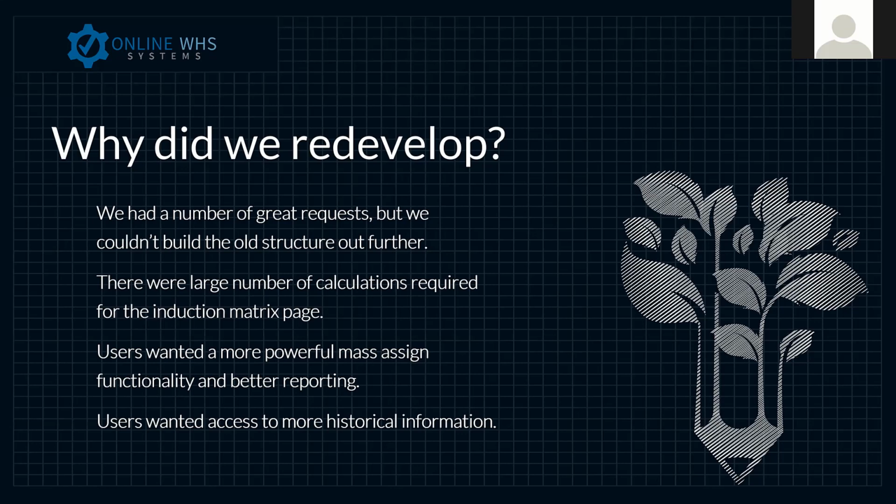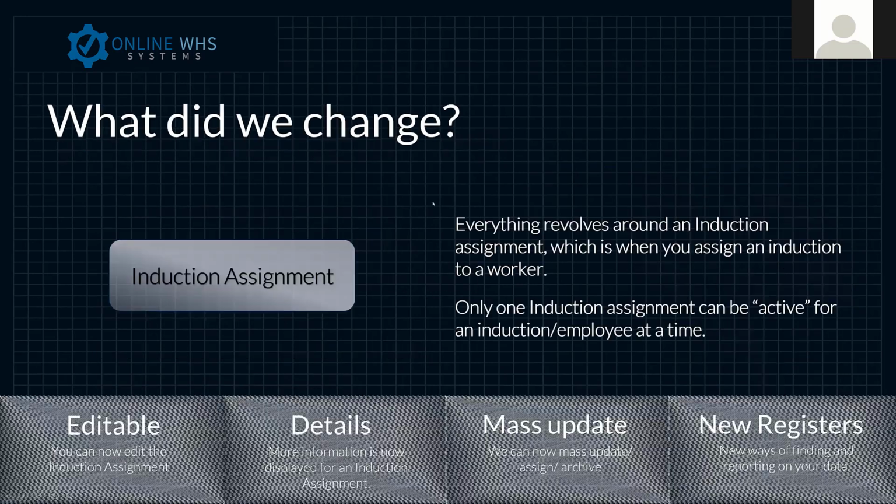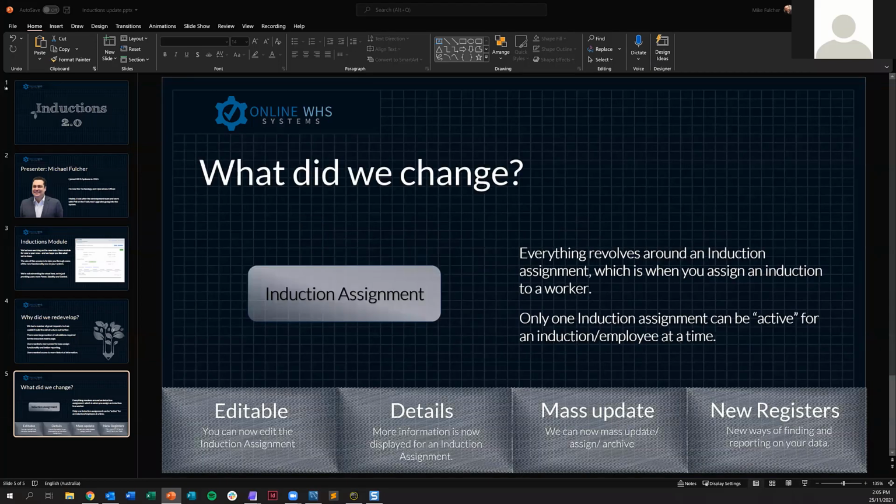Users wanted a more powerful mass assign functionality, better reporting, and better access to historical information. So we tried to preserve as much as possible, but update and provide a bit more power to our users. We did this by centering it all around the actual assignment of an induction. So when you say, hey Phil, you need to do this induction for me, it's all based around that activity, and we've made that activity editable. More details around it, the ability to mass assign, mass update, and also a couple of new registers. So without any more, let's go into the system.